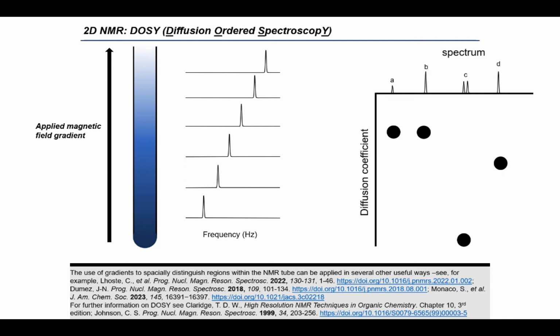So in this particular cartoon example, peaks A and B have the same diffusion coefficient. C has a much larger diffusion coefficient, and D is somewhat in the middle. And that would suggest that these are 3 distinct molecules. So we can use this a number of different ways, and one of them is just being able to separate mixtures out by NMR without actually having to do any physical separation ourselves.